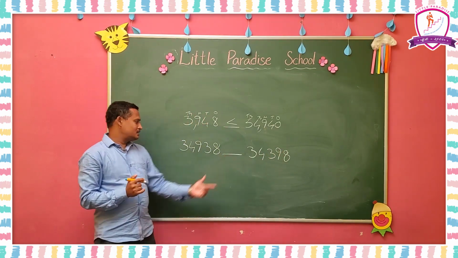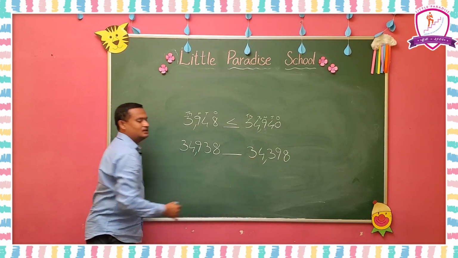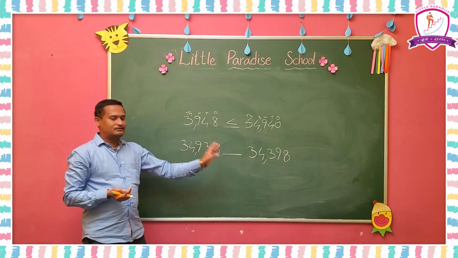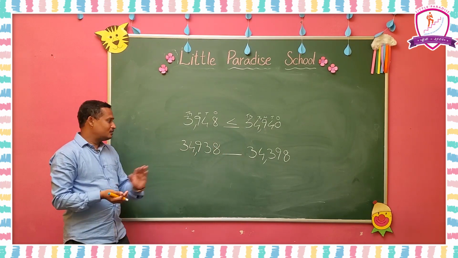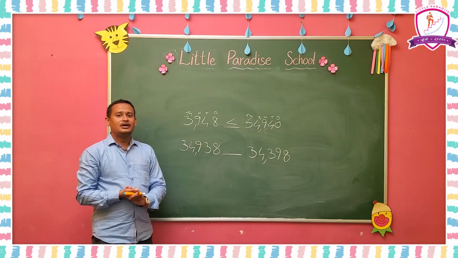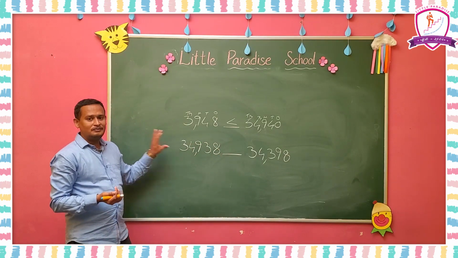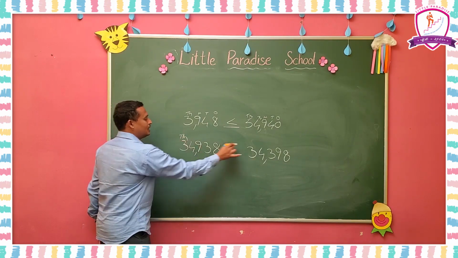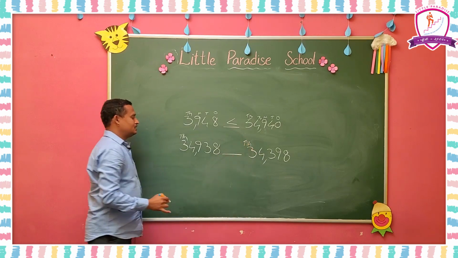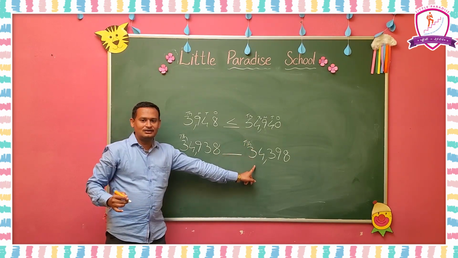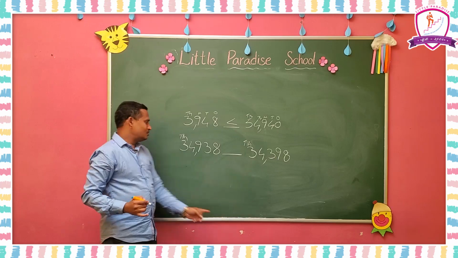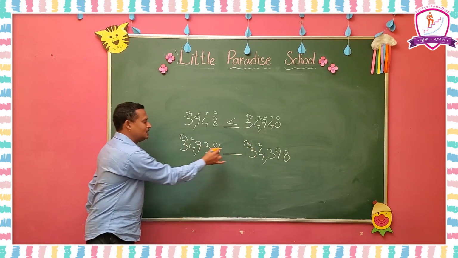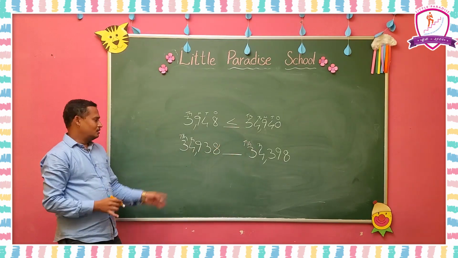In these two numbers, here 5 digits are there and here also 5 digits are there. So when we compare these two numbers, you have to compare according to the places. First you have to compare this 10,000s place and 10,000s place. 30,000s here and 30,000s here. These two are equal, so go for the thousands place. Thousands place and thousands place. Here 4,000, here also 4,000, so equal. So go for the next place.